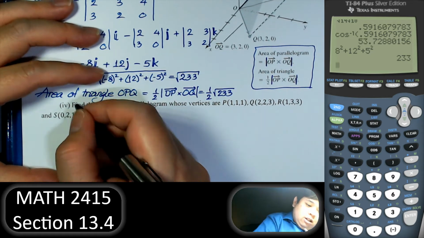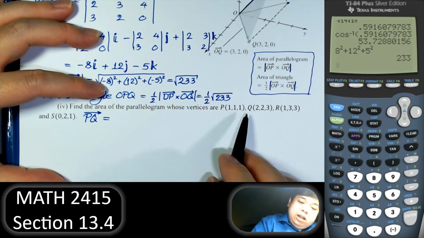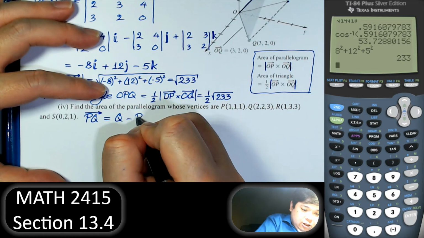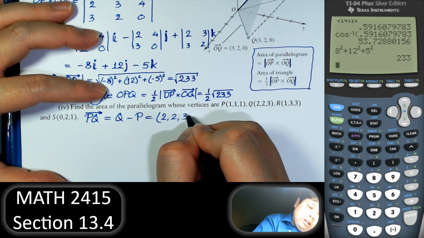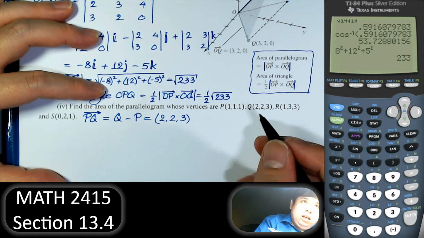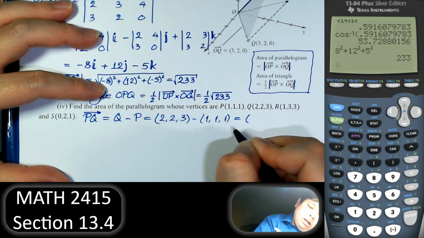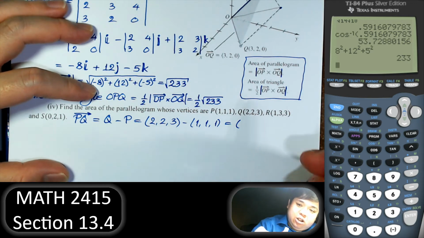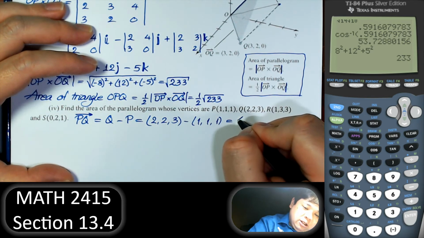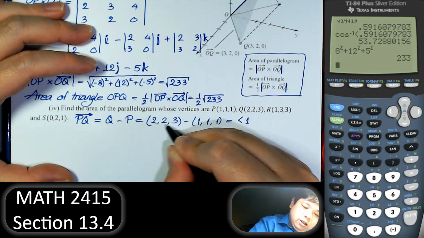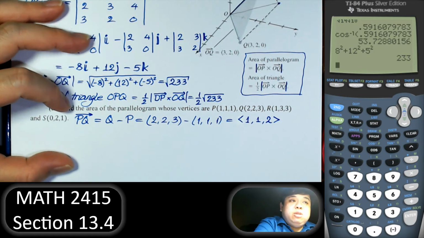We can also check. Let's find the vector PQ. Our vector PQ is Q minus P. Q is 2, 2, 3 minus P which is 1, 1, 1. When we subtract, we have a vector, so I use the vector notation of the bracket: 1, 1, and 2. So we have vector PQ.